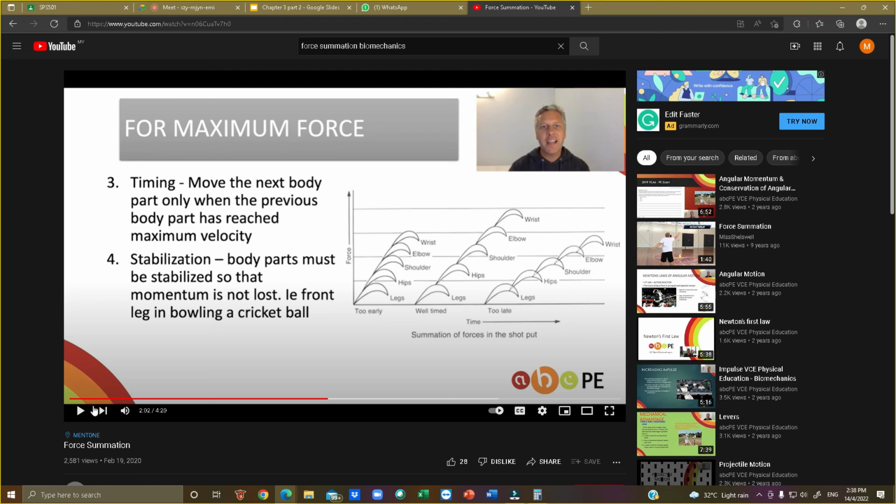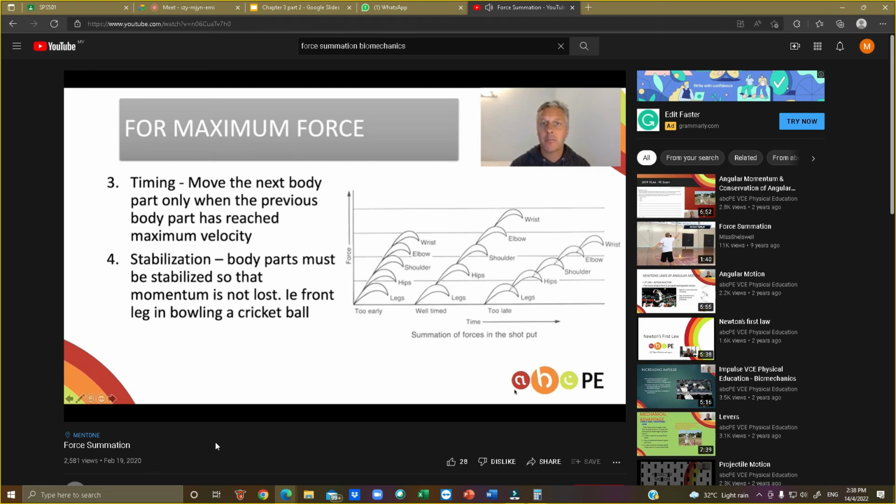Ini adalah point keempat dia. Next body part when the previous body part reaches maximal velocity. And then finally, in order to pass all of that momentum on so it doesn't get lost, we have to stabilize the body parts. So as we move the momentum from one body part to the next, that previous body part stabilizes. Here's a video I've made to help explain the force summation concept.